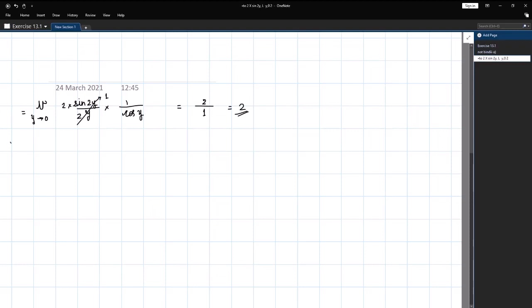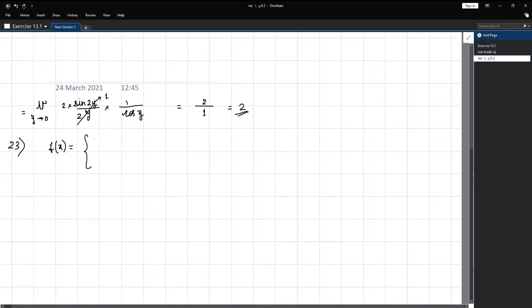Then question 23. We have f of x is given by 2x plus 3 if x is less than or equal to 0, and 3 into (x plus 1) if x is greater than 0. We have to find limit x tends to 0 of f of x. So this exists if LHL is equal to RHL.